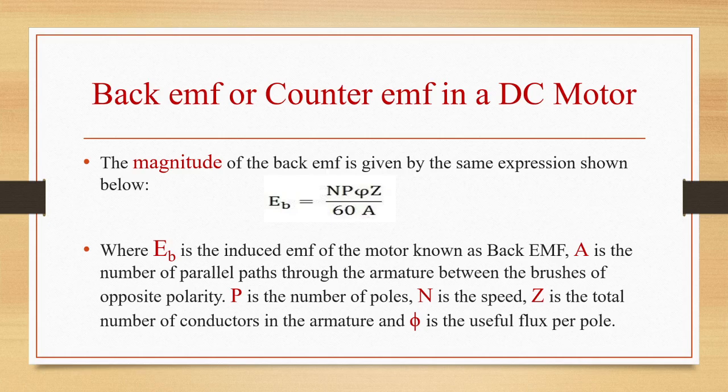So according to Lenz's law, the direction of induced EMF is such that it opposes the cause which is producing it. Back EMF is denoted as EB, and it is generated by generating action. Its magnitude is determined by the equation EB equals PφZN by 60A. EB is always less than the applied voltage, although this difference is small when the motor is running under normal conditions.